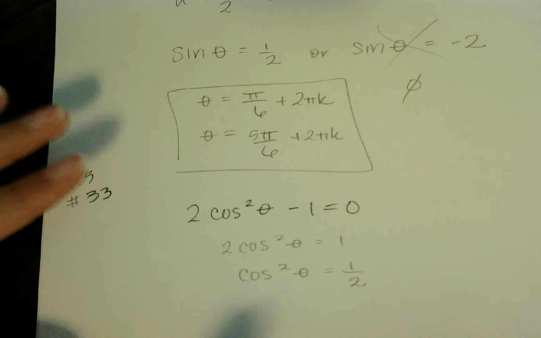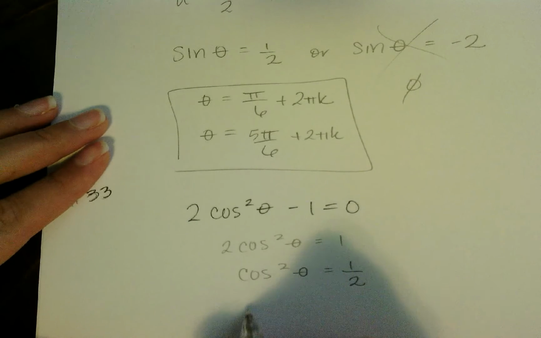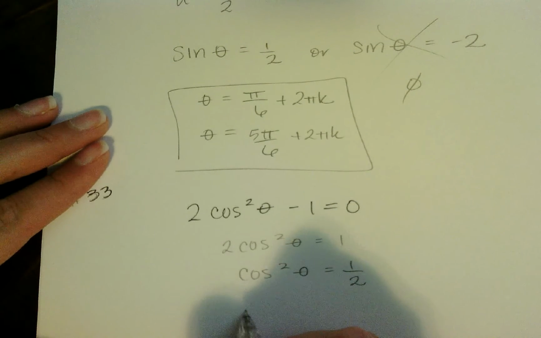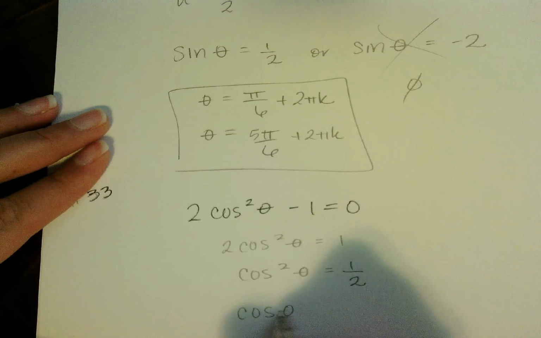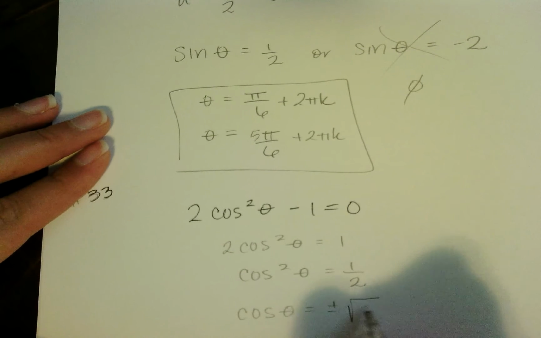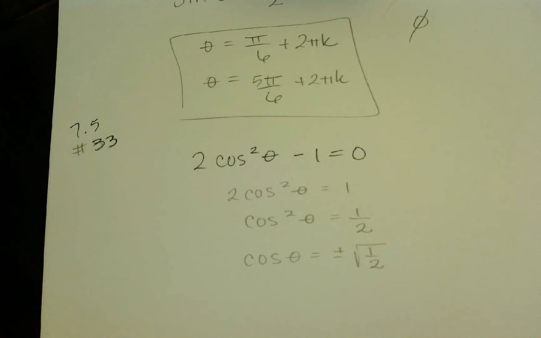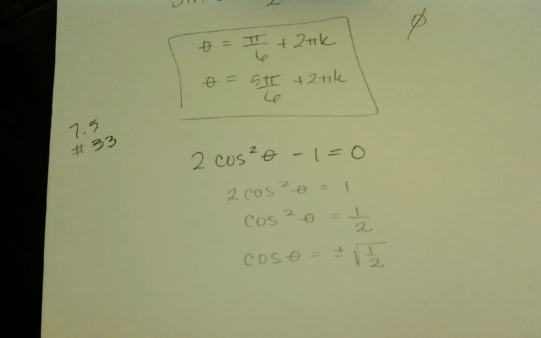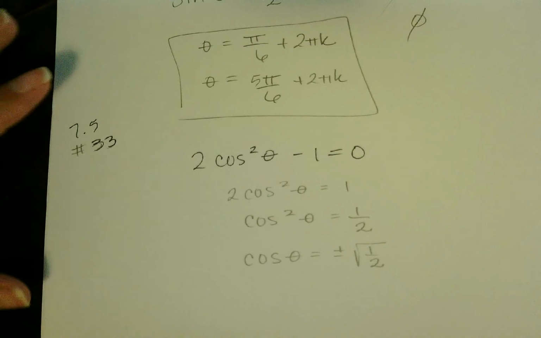Okay? So how do you get rid of a square? You square root both sides. So that's why we don't need to change this cosine squared, because we can get it by itself by square rooting both sides. So cosine of theta equals plus or minus the square root of 1/2. So your goal is to get the cosine by itself and make sure this is just a regular angle and just a bunch of cosines.